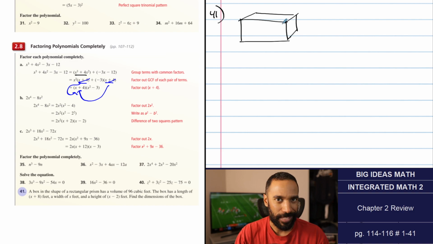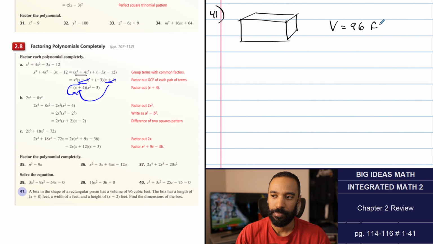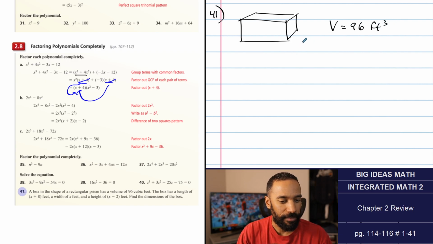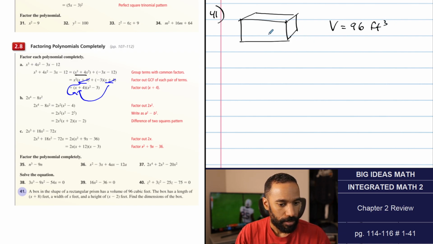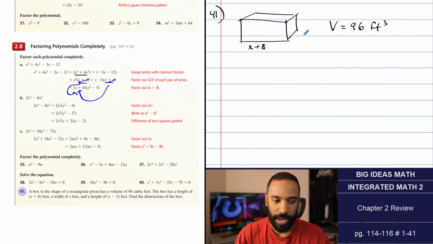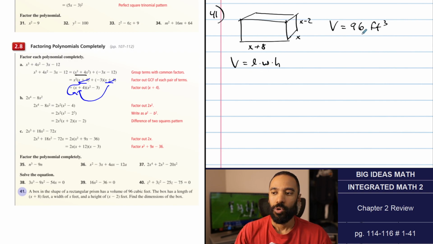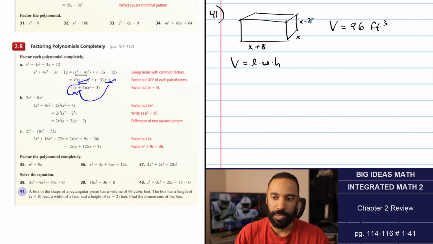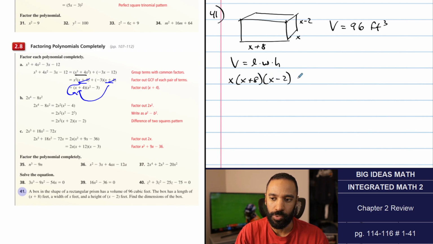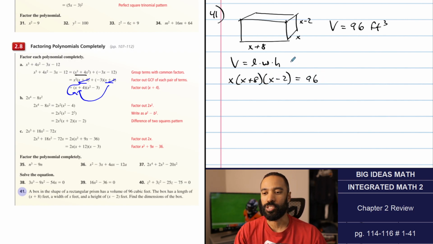A box, 3-dimensional rectangular prism, just like this. 96 cubic feet is the volume. And we have an x plus 8 length, an x width, and an x minus 2 height. The volume is a length times width times height scenario. So we will set this length times width times height equal to 96. I'm going to write it in kind of a clean way. I want to write the x first. X times x plus 8 times x minus 2 equals 96. So that's our volume setup.